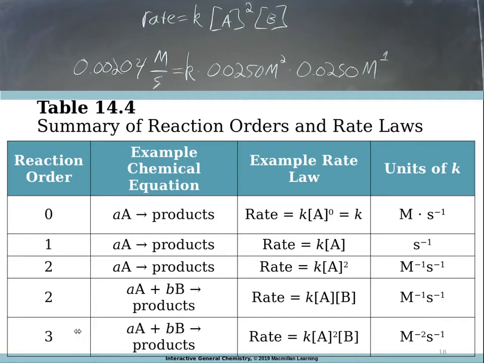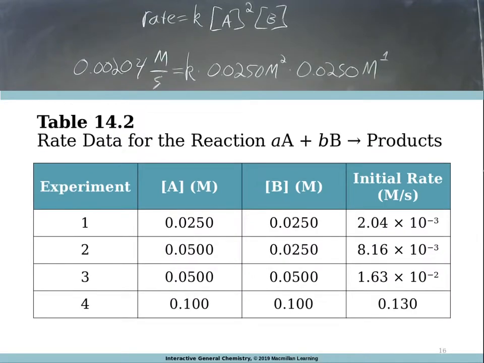And then finally, if it's a third order reaction overall, just like we had A squared B, then you'll have inverse molar squared, inverse seconds for the units of k. All right, so this is just one way to find your rate law and your rate constant. This is called the initial rate method, because what you're doing is using an early interval to find out the rate under a number of different concentrations.